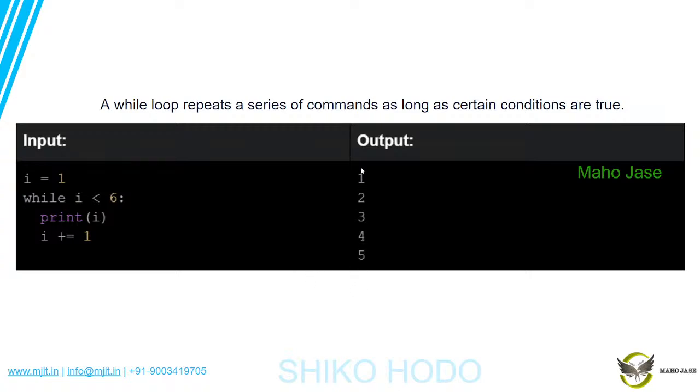So that means you can understand how a loop works. In the same way, if you want to count from 1 to 10 and stop at 6, it would print 1, 2, 3, 4, 5.